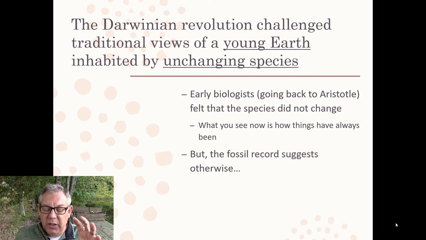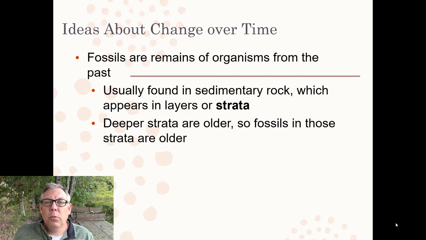One of the reasons that Darwin's idea took off is that at the same time, in the 1800s, people really started to collect and notice fossils. And the fossil record really suggests otherwise, that species do change over time. We'll talk about fossils in a little more detail in future lectures, but in general, fossils are really important to this idea. What are they? They're just remains of earlier organisms.